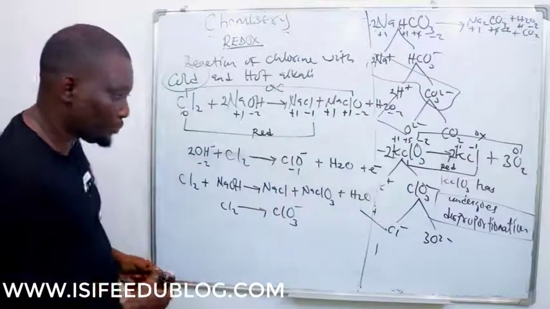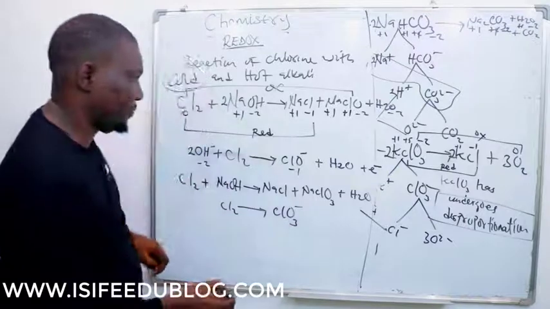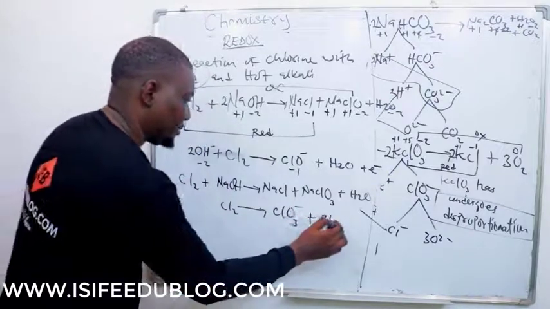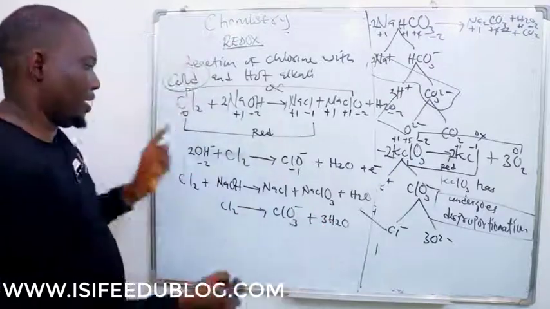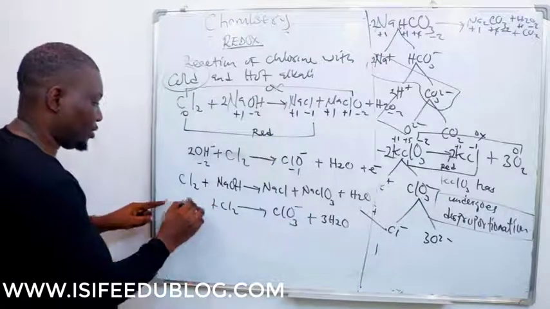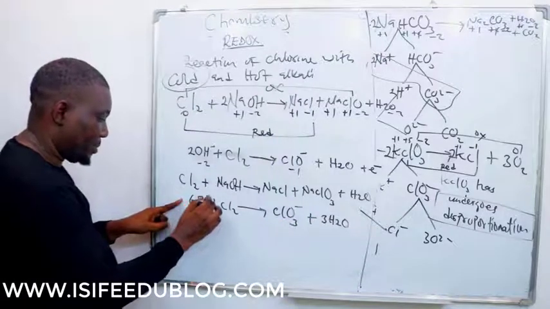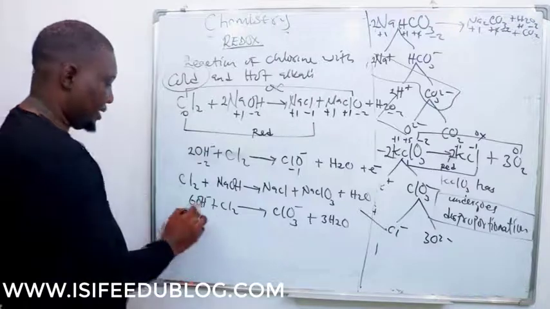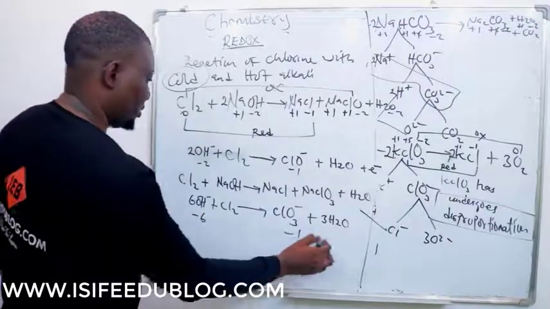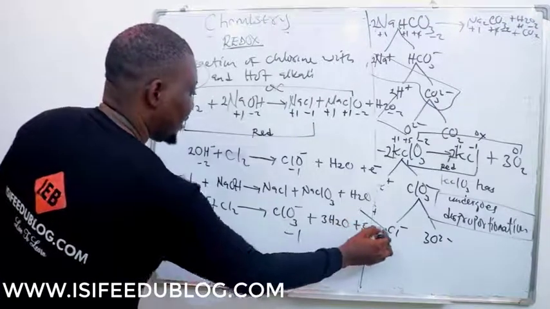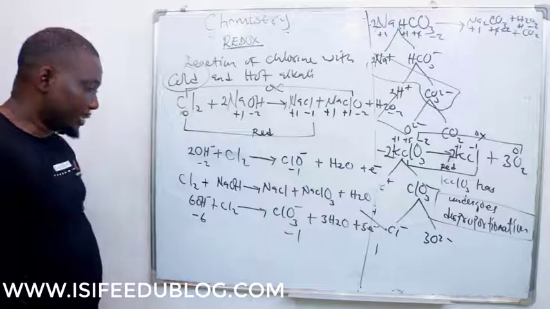What do we do? Since I have 3 of this, I'm going to add 3 of this. And then coming over here, 3 times 2, so I'm going to have 6 of OH⁻ here. Total here is -6, here is -1, so here add 5e⁻. So it seems as if the reaction is balanced.